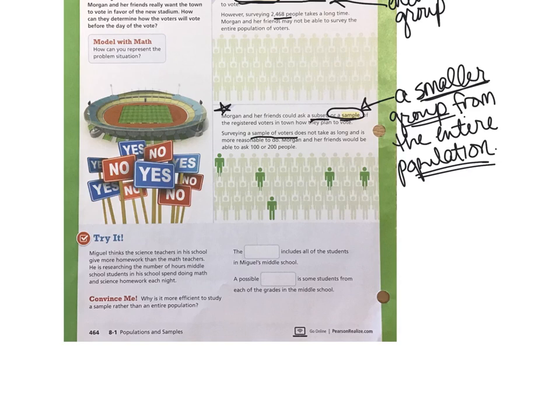The population includes all of the students in Miguel's middle school. In a small school, it might be possible for Miguel to survey everyone. But in a school the size of ours, that would be nearly impossible. A possible sample is some students from each of the grades in the middle school. In other words, we need to sample each of the people that make up the population. So at our school, we would need to survey students in 6th grade, 7th grade, and 8th grade in order to get a better answer to the question.